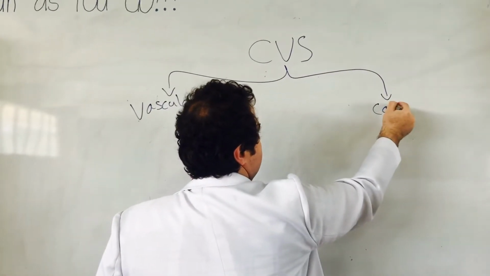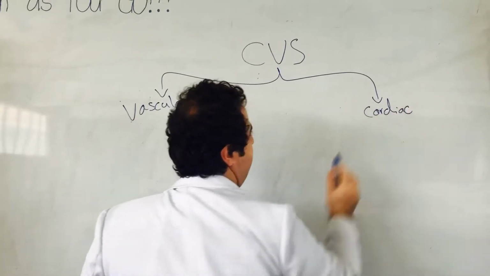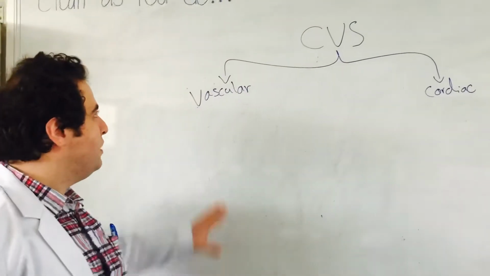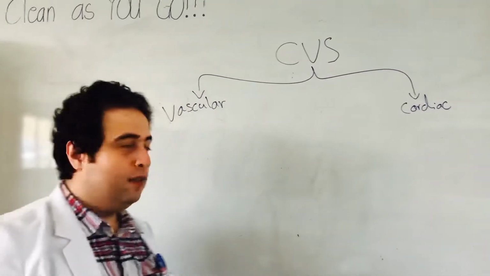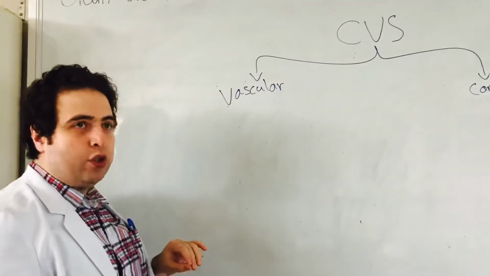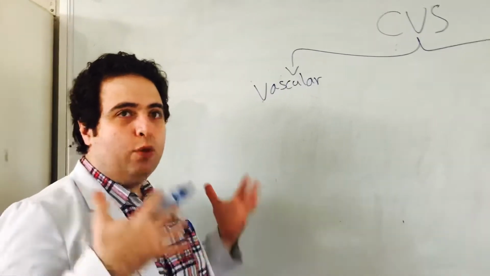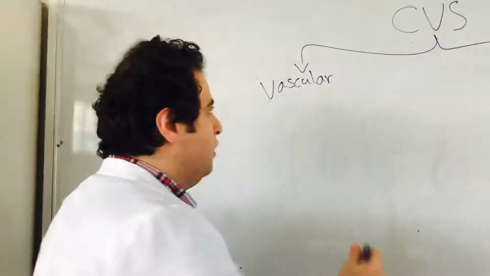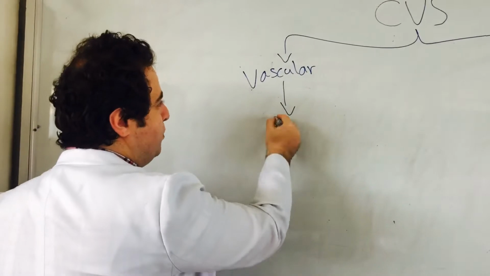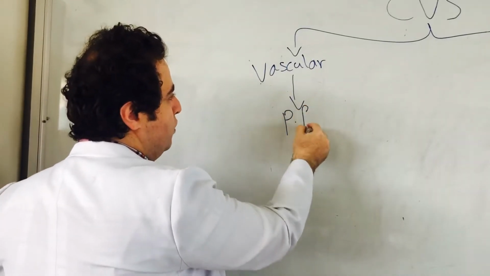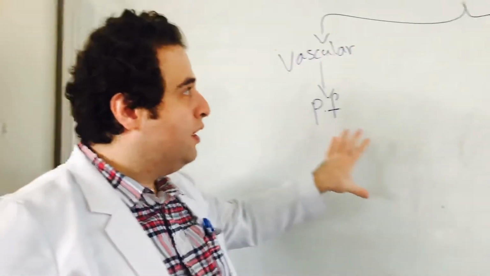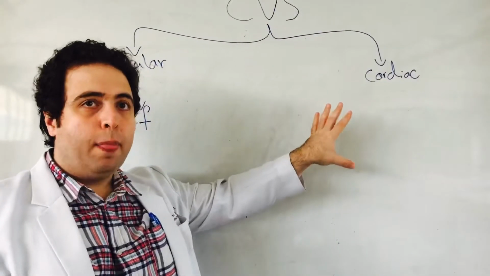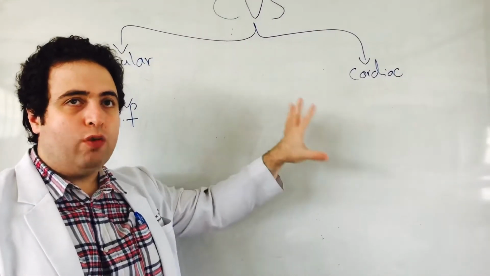Cardiac. Okay, so the cardiovascular system is divided into either vascular or cardiac. When we talk about vascular, we are talking about peripheral flow. I am writing it: peripheral flow. Still, we will not touch this. We want to focus on the cardiac part of the cardiovascular system.